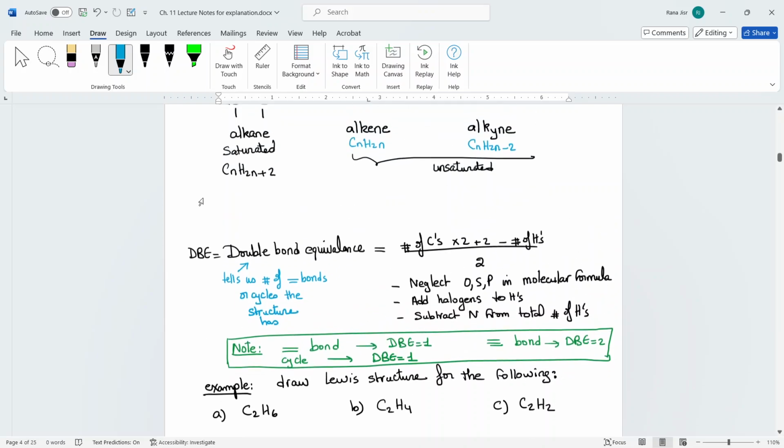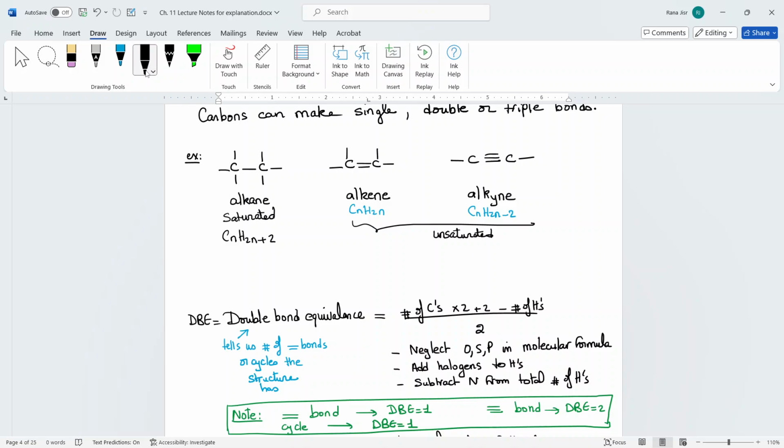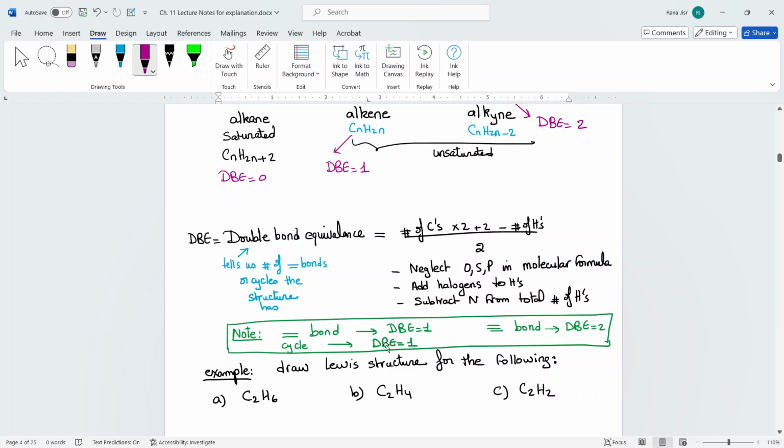So if the DBE is 0, then we are talking about alkanes. For alkanes, the DBE is equal to 0. Why? Because alkanes have no double bonds and no cycles in them. For alkenes, normally the DBE is equal to 1, depending on how many double bonds we have. Every double bond is a DBE of 1, okay? And every triple bond, for alkynes, is a DBE of 2. So a triple bond is a DBE of 2. A double bond is a DBE of 1. And a cycle is a DBE of 1.